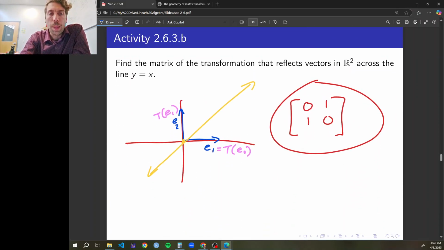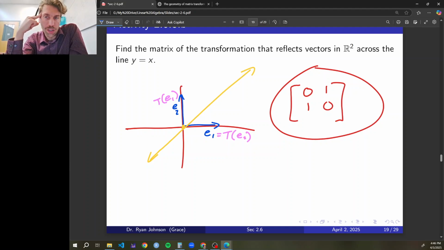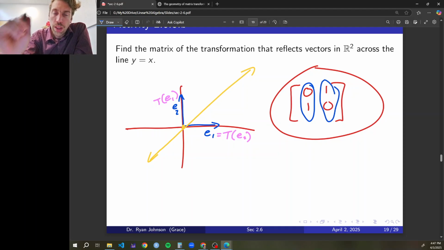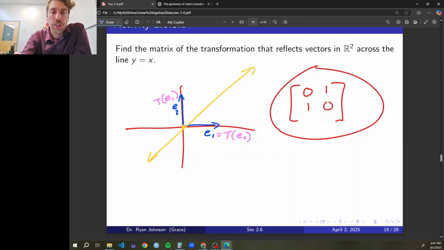So for part B, find the matrix of the transformation that reflects vectors in R2 across the line y equals x. So then I drew y equals x as this kind of orangish yellow line, and then I drew e1 and e2, and in a different color, I wrote where does e1 get sent? Well, T of e1 and e2 get flipped. So e1 goes to e2, so you put e2 there. So there's e2 in the first column, and then where does e2 get sent? It gets sent to e1. So then you put e1 there, and that gives us that matrix 0, 1, 1, 0 for that matrix transformation.